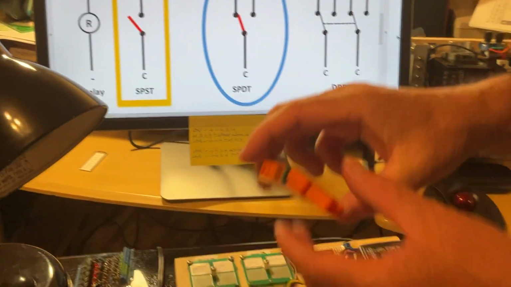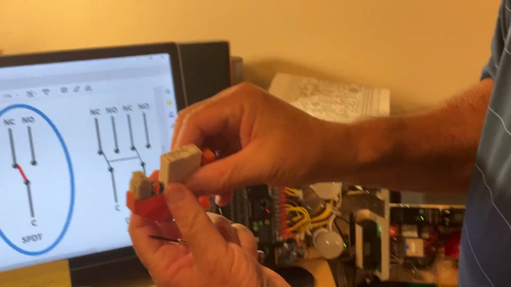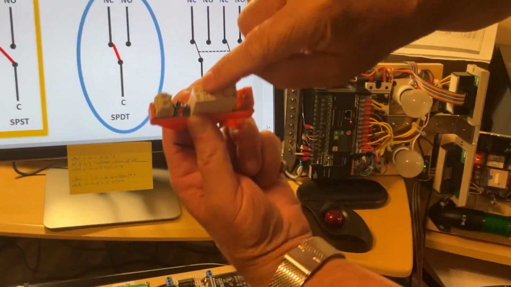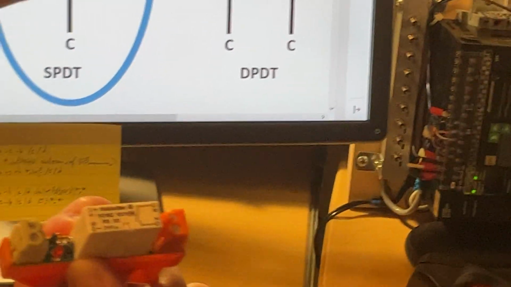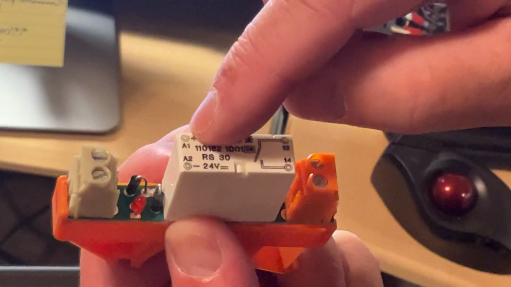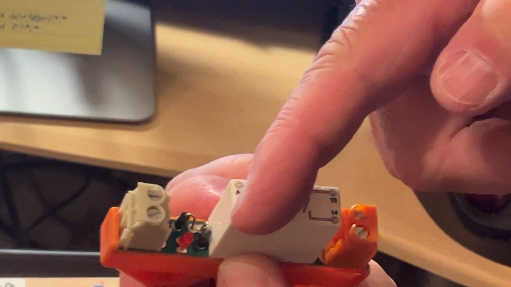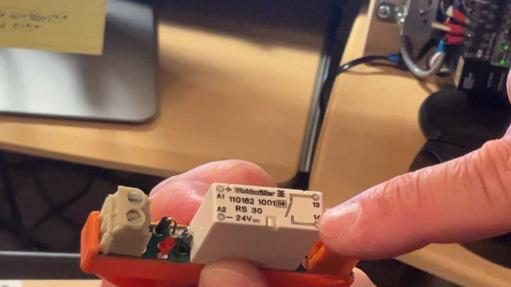I have one right here. This one, if you take a look, you're going to find plus and minus, exactly like here, plus and minus. These are the two legs on the two screws over here, energizing the coil. On the other side, you find one pole, this one, and a normally open contact.